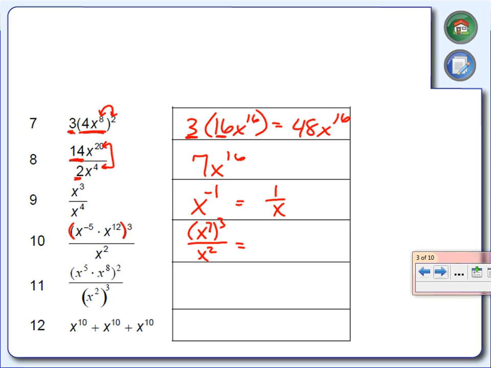Now I'm going to do x to the 7th to the 3rd power. These two exponents I need to multiply. 7 times 3 is 21. Now I'm dividing. x to the 21st divided by x squared. If I subtract those exponents, what do you get when you subtract 21 minus 2? 19. x to the 19th power should be our answer to number 10.